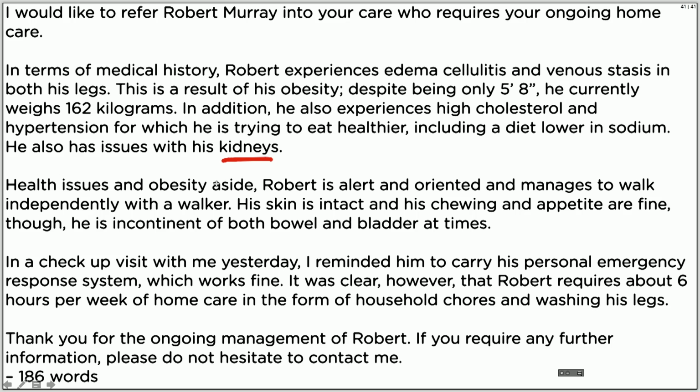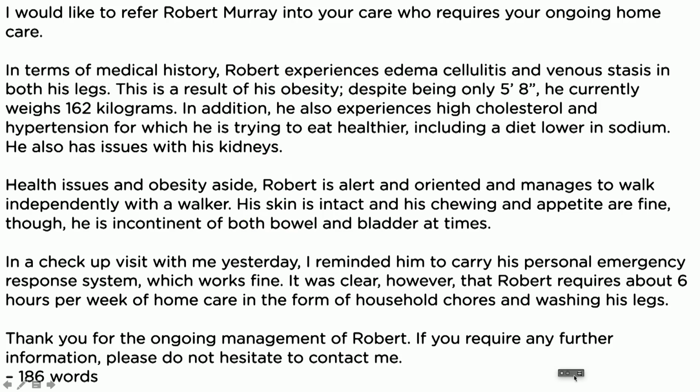Health issues and obesity aside, Robert is alert and oriented and manages to walk independently with a walker. His skin is intact and his chewing and appetite are fine, though he is incontinent of both bowel and bladder at times. I've put this separate to the medical history, even though some of it is the medical history, but it's more like: here are his main medical issues, and here are the secondary issues. And they're weaved together quite nicely.